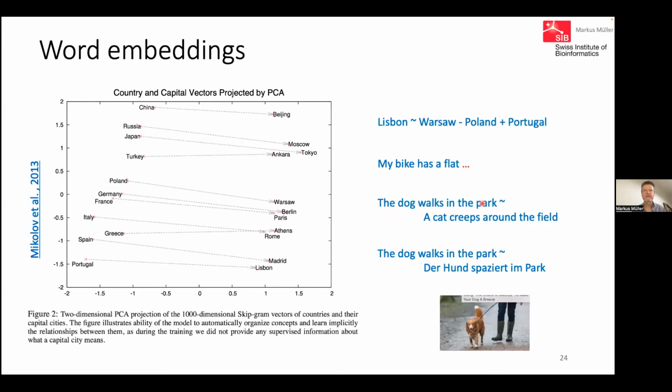If you embed several languages together, you can use this type of system, not Word2Vec, but the more complicated systems, to do translation of language. So you can turn the dog walks in the park into der Hund spaziert im Park. And you can even embed text and images together and then use that to translate text into images or provide text that describes images. So the concept of embedding is very central to deep learning and is used all over the place.